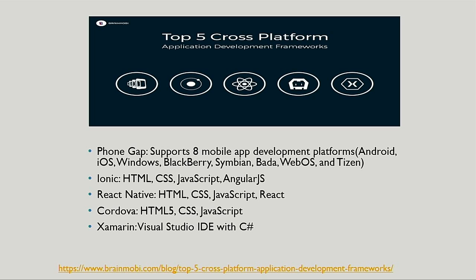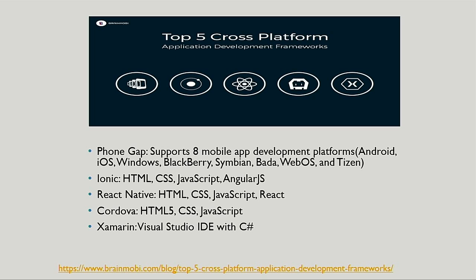So these are about the five popular ones. One of the first ones which came out is called PhoneGap. PhoneGap came out for many app platforms, about 8 of them. It was popular initially. Ionic is pretty popular. I work with my friends a little bit on Ionic. It uses HTML, CSS, JavaScript, AngularJS.